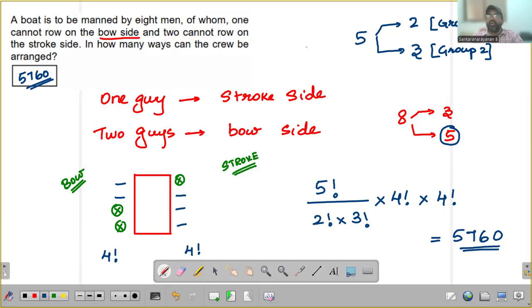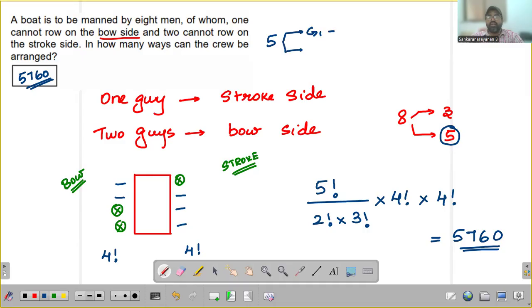And the main take home from this particular question is that this total 5, suppose you are going to arrange them into 2 groups. You want to split them into 2 groups. Group 1 consists of 2 people. Group 2 consists of 3 people. The total number of ways you can do it is 5 factorial by 2 factorial into 3 factorial. This is the big revision and learning that you are making here.